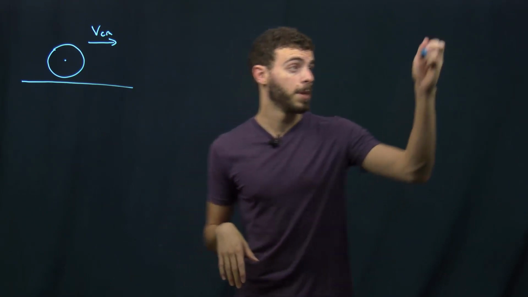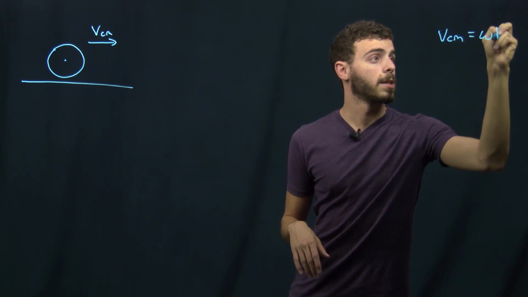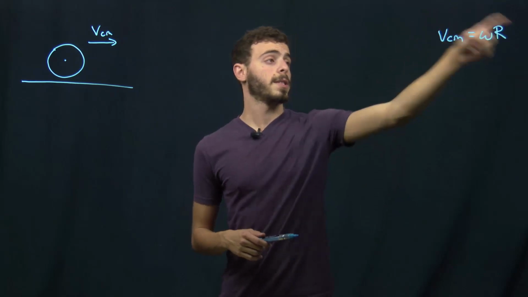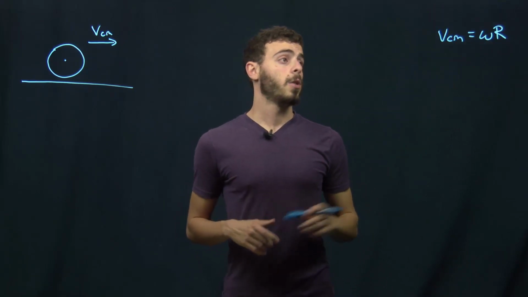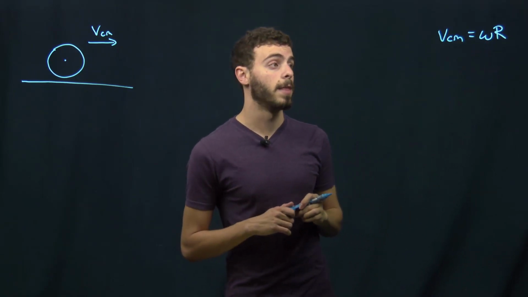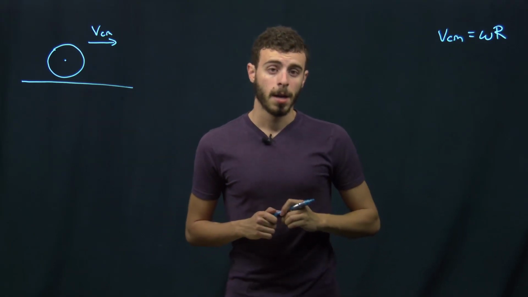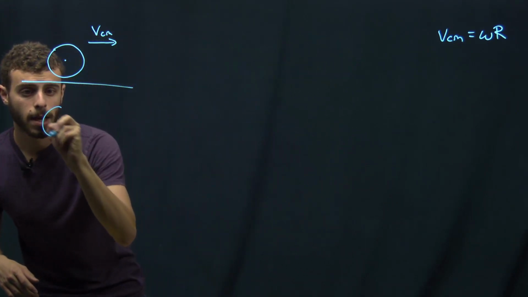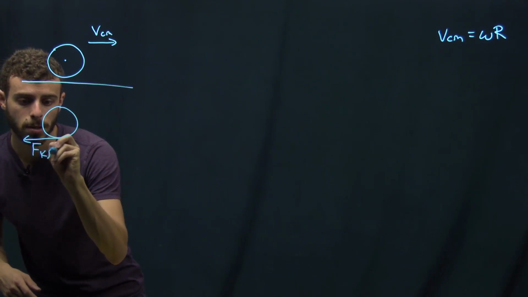Our first step will be to recall our condition for rolling without slipping, which is that the velocity of the center of mass should be equal to omega times r. This is what we want to meet, and we want to find the point in time where this is true. This gives us a hint as to what we want to be looking for: we want to find the velocity of the center of mass of this object and its omega. So we can go ahead and start by drawing our free body diagram. In this case, that is fairly straightforward because we only have one force.